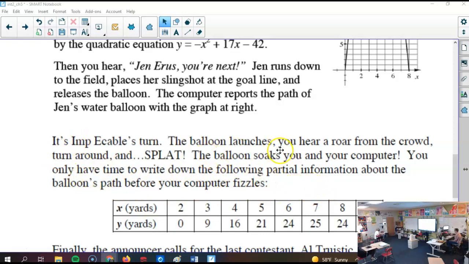All right, so the balloon launches. You hear a roar from the crowd. Turn around and splat! The balloon soaks you and your computer. Wait, you only have time to write down the following partial information about the balloon's path before your computer fizzles.